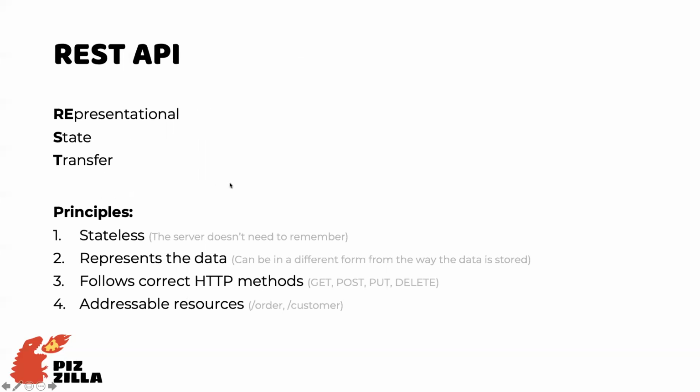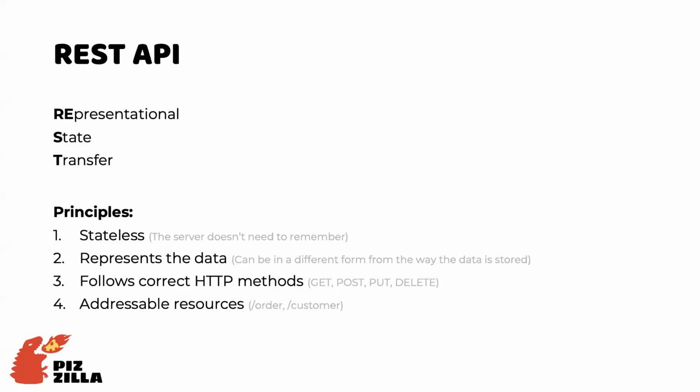So REST API stands for representational state transfer. And basically that breaks down to 4 principles that your API needs to live by. First of all, it needs to be stateless, meaning that the server doesn't need to remember who you are. So with every request that you send, all the information that the server needs to know about you is inside that request. It doesn't have to have any memory of things that you've done in the past. Second of all, it represents the data that you're going to be getting back. So in a minute, we'll talk about different endpoints, and the data that you get back from those endpoints needs to be representative.